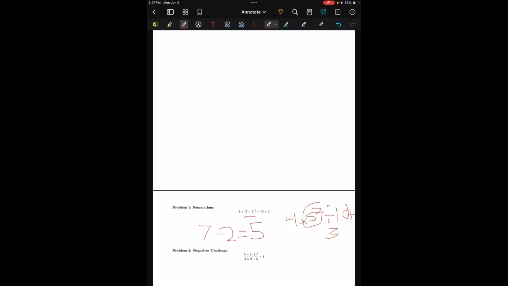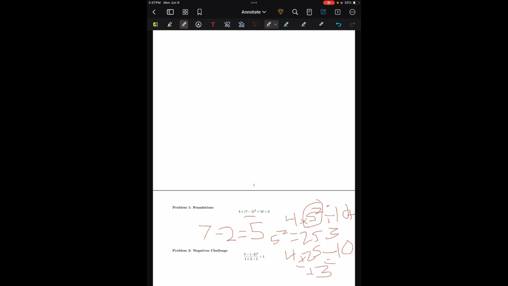So we have the 5 squared right here. 5 squared equals 25. So we have 4 times 25 divided by 10, and then plus 3. Obviously we see both division and multiplication here as underlined. I'm going to use this white space up here. We have to go from left to right when we have both multiplication and division remaining.